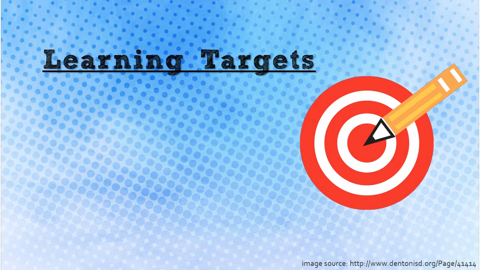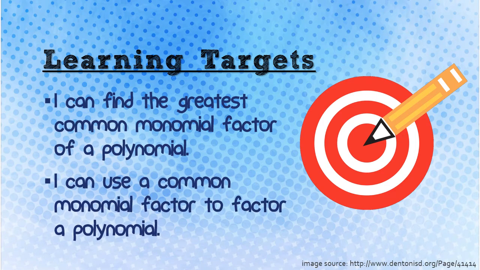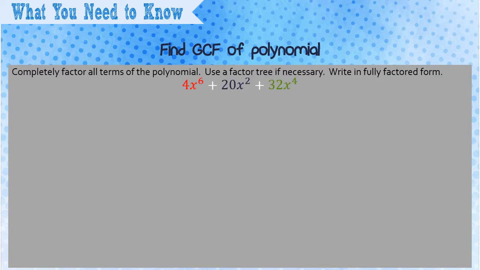We have two learning targets to discuss today. I can find the greatest common monomial factor of a polynomial, and then I can use a common monomial factor to factor a polynomial. So what we need to know to find the GCF, or the greatest common factor, of a polynomial, we're going to walk through an example together.